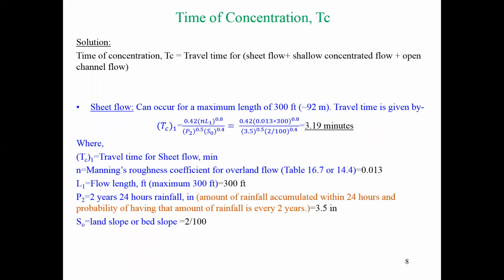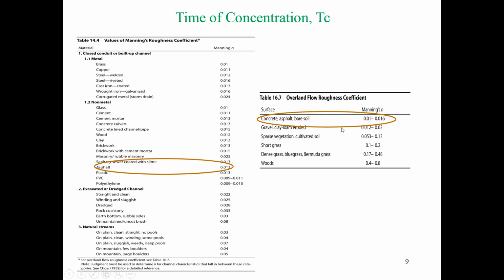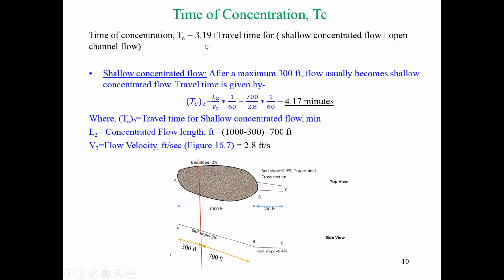Okay, so now we have everything here. We have the N value, we have L, P2, S, everything, and we got the sheet flow time. The travel time for sheet flow is 3.19 minutes. So I just added 3.19 minutes here.